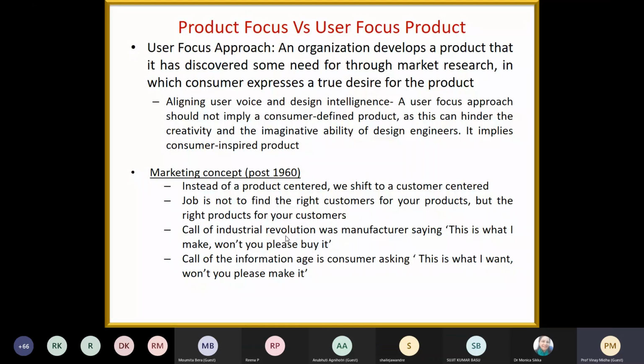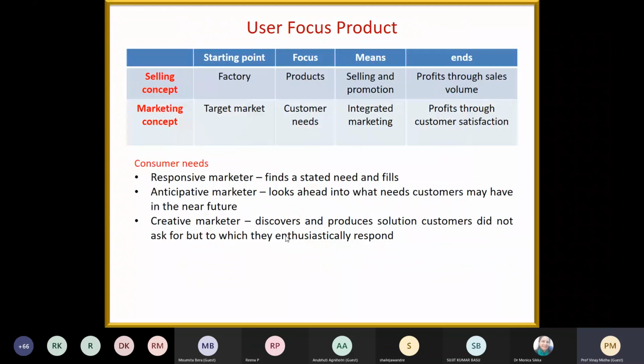That is what I told, that whatever things people are now seeing as expectations, which they may like to have, they will become the necessity in the coming days. You will have to incorporate these particular features in the basic products in the coming days. So this is where selling and marketing actually differ. The starting point for selling is the factory, whereas in case of marketing, we fix up the market first.